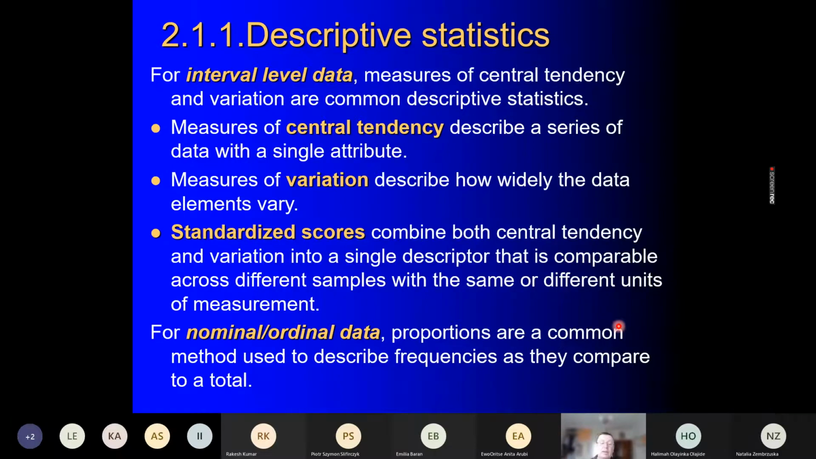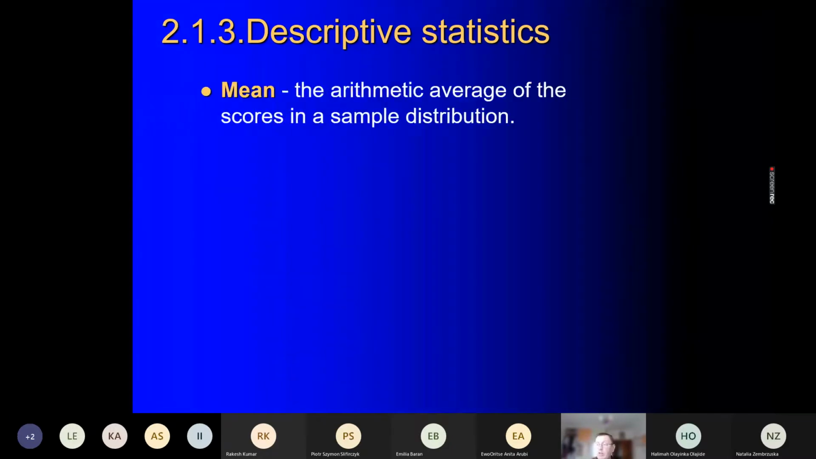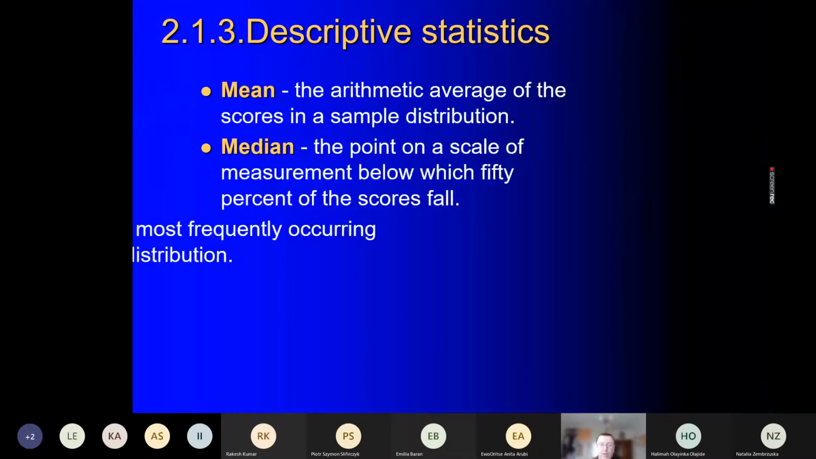It's typically used. A fine example of a standardized score is how we represent, for example, the mean with the addition of plus or minus the mean error. That's an example of a standardized score. Or standard deviation plus or minus interquartile range, and so on. And for nominal and ordinal data, proportions are a common method used to describe frequency as compared to a total. So, which percentage of patients has the best grade?